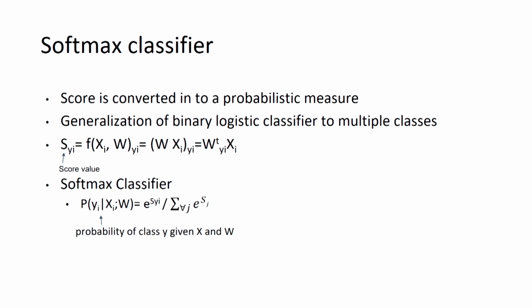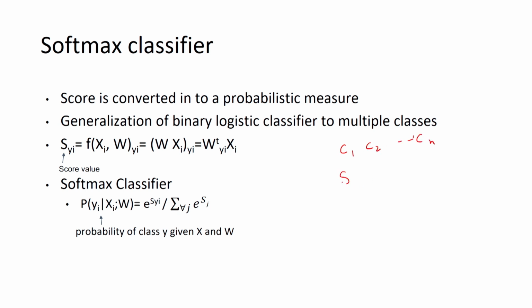Otherwise, we generally use the softmax classifier. So, in this softmax classifier, what happens? In the case of multi-class classification, we can say that for each class we must have some score. So, if there are classes C1, C2 up to Cn.